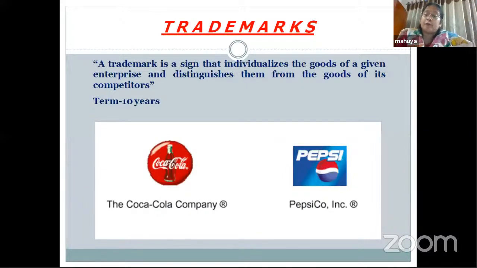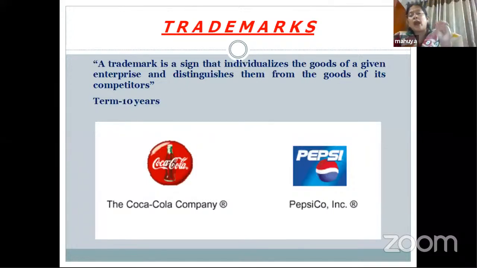Now the fourth one is trademark. Why is trademark another intellectual property? Because a trademark is a sign that individualizes the goods of a given enterprise and distinguishes them from the goods of its competitors. Like the Coca-Cola company and PepsiCo, they have separate designs and different color combinations. For a trademark to be protected, it should be distinctive. It should not be descriptive.